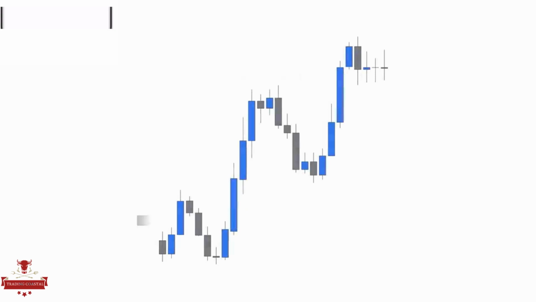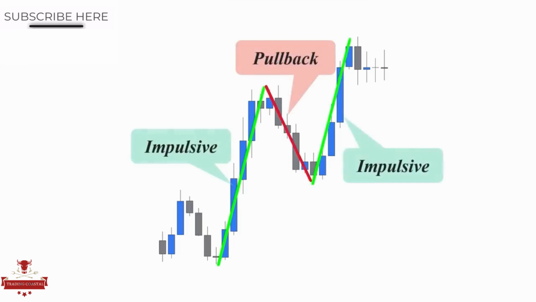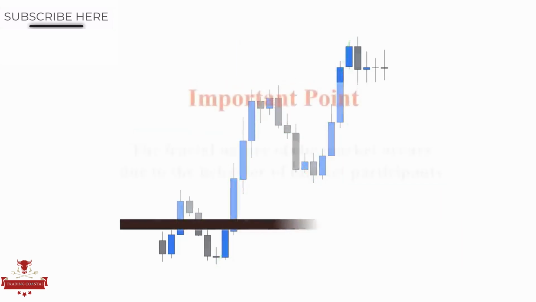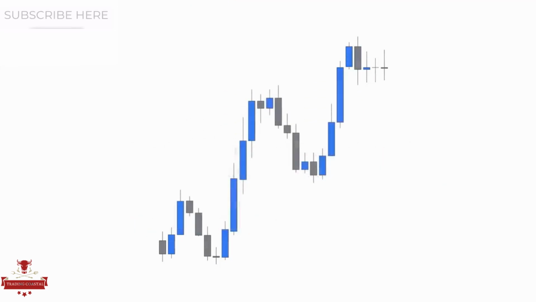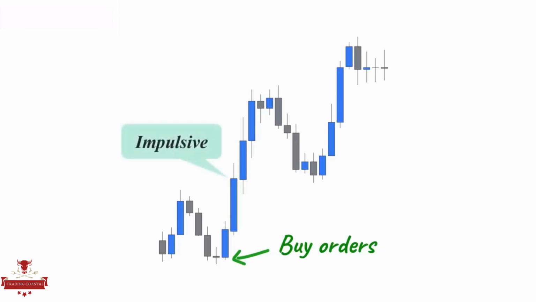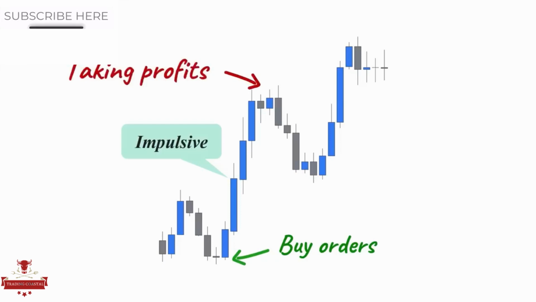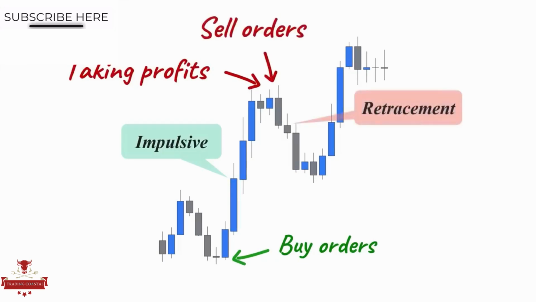Let's start with some fundamental concepts about market structure. Regardless of whether you're trading in Forex, crypto, stocks, or other financial markets, you'll notice that prices move in waves of impulse and pullbacks. This fractal nature of the market occurs due to the behavior of market participants. When market sentiment is bullish and traders are optimistic about a currency pair, they tend to buy it, which leads to an impulsive move in one direction. However, as the price rises, some traders may start to feel that the currency is becoming overvalued and decide to take profits. On the other hand, some might go short, which can trigger a pullback or retracement.